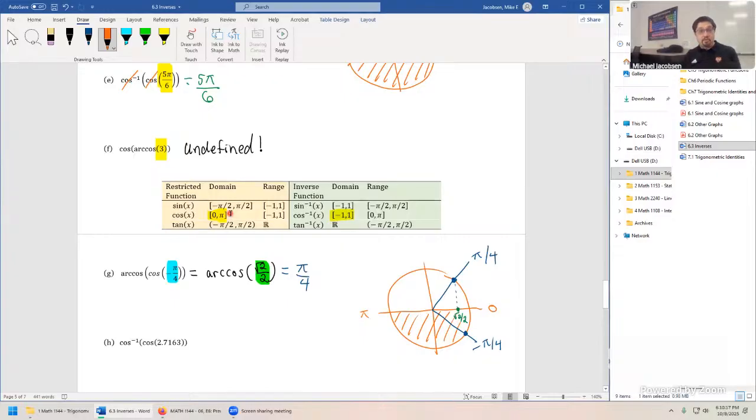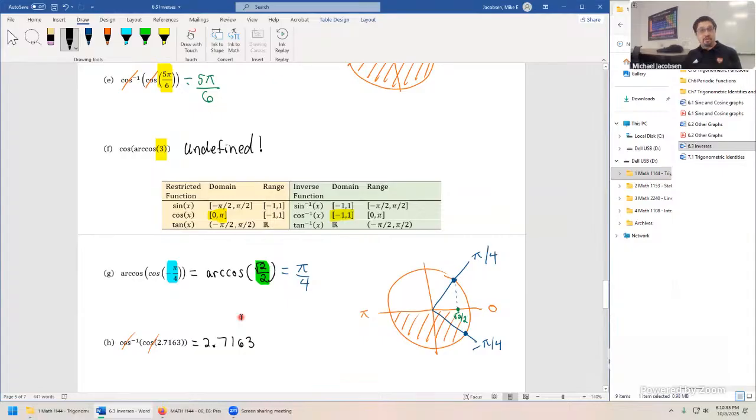Pi is about 3.14 for rough approximation, so it did not exceed pi. That means this one has a full cancellation, and we just get 2.7163 to end the question on this problem.